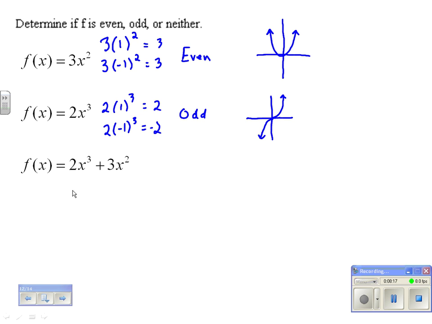On this last one, if I plug in 1, I'll get 2 for the first part, 3 for the second part. That adds up to 5. If I plug in -1, I'll get -2, but I'll still get +3. So that gives me -2 plus 3 is 1. Those are completely different, so that's going to be a neither function. And that function would not have symmetry like the last ones did.